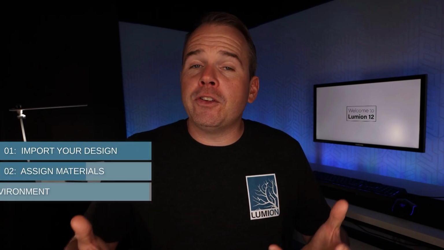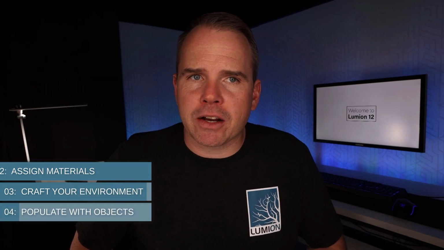Let me guide you through a 5-step process that will produce stunning results from any model. It goes like this. Import your design model from just about any popular 3D modeling program. Assign realistic Lumion materials to your model. Craft the environment using simple landscape modeling and painting tools. Populate your scene with animated objects from the enormous library that includes trees, plants, people, cars, furniture, everything you need to tell a story. Mix effects and render cinematic images, movies, panoramas, and even virtual reality. This workflow can be applied to any project.